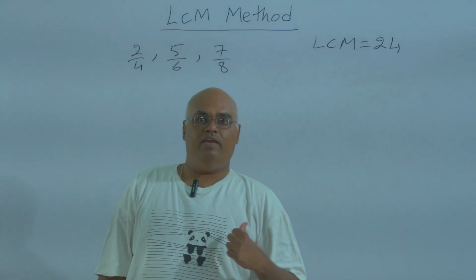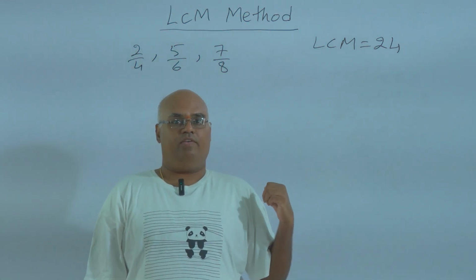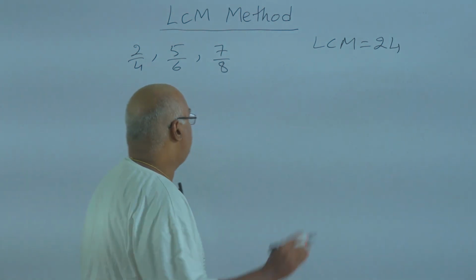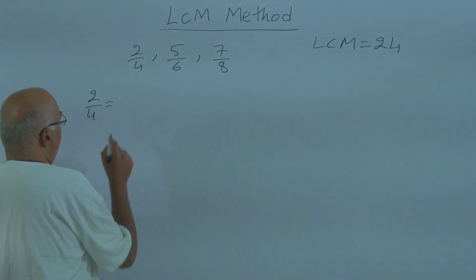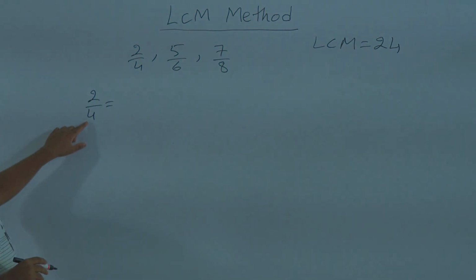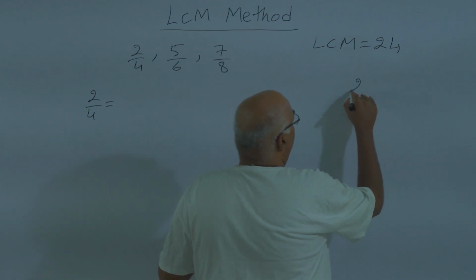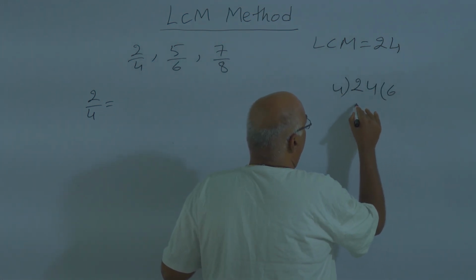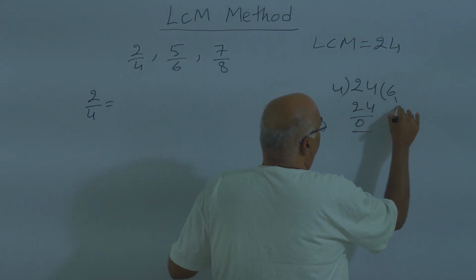Now I will convert the given fractions into like fractions. The given fractions are not like fractions, they are unlike fractions. I will convert them first into like fractions. How to do that? First I will take the first fraction, 2 by 4. In 2 by 4, the denominator is 4. What you do is divide the LCM 24 by 4. So 24 divided by 4 is 6, 4 6s are 24, remainder is 0. So you got the quotient as 6.